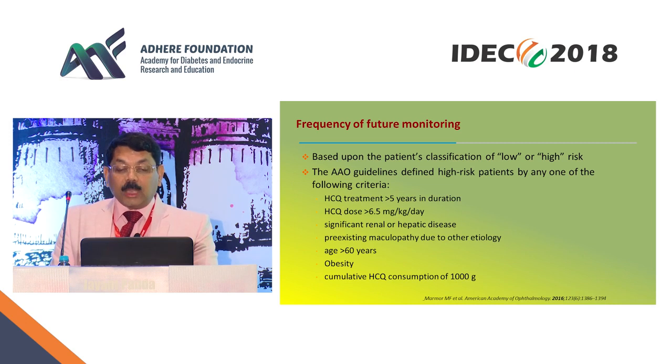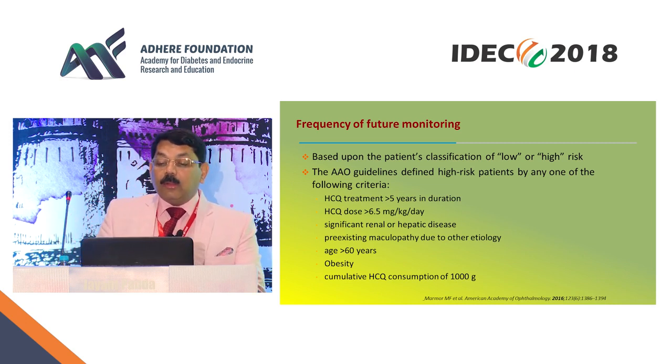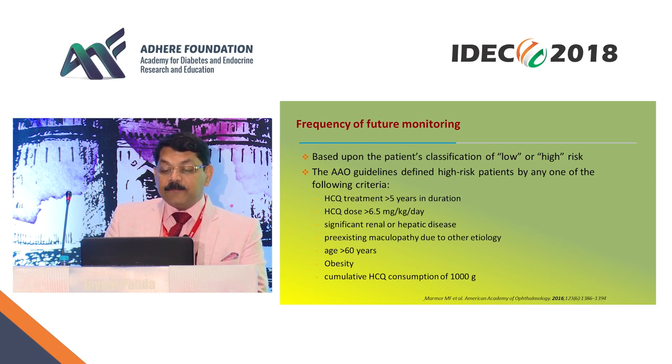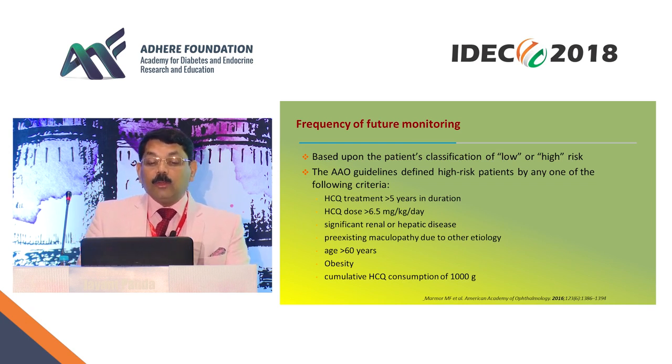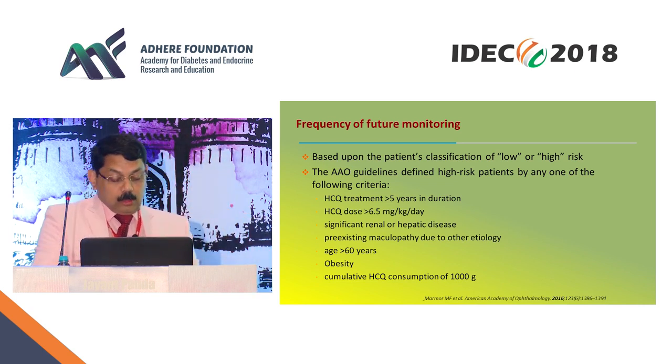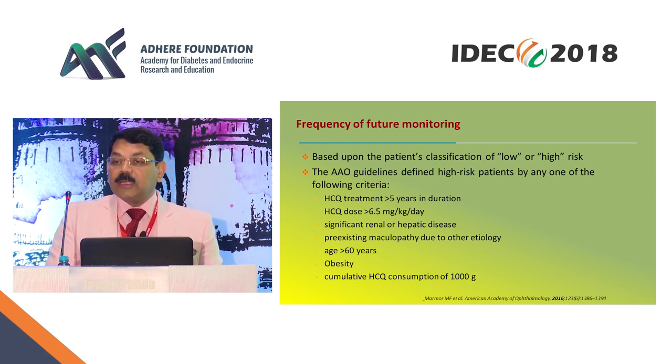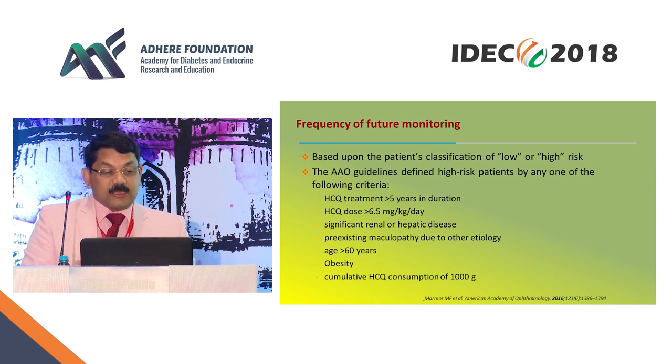The Association of Ophthalmologists, America, approves it should be monitored only after more than 5 years of treatment of hydroxychloroquine and when the dose is more than 6.5 milligram per kg per day. If there is a significant renal or hepatic disease, pre-existing musculopathy due to other etiology, elderly, obese, and cumulative hydroxychloroquine consumption of 1000 gram, then only you need a monitoring of total ophthalmological side effects including perimetry and retinal changes.